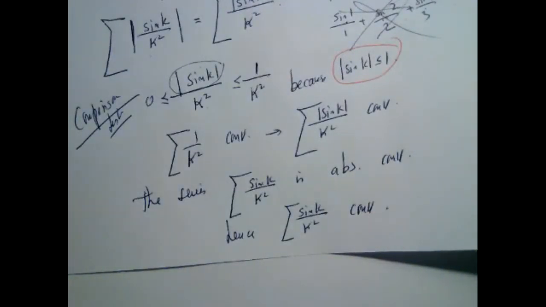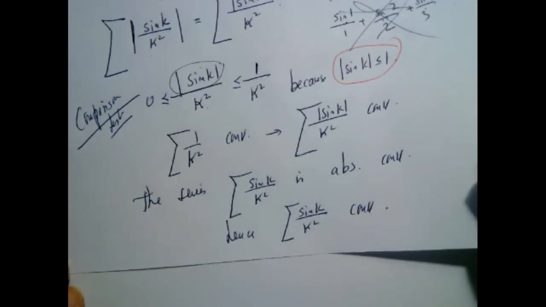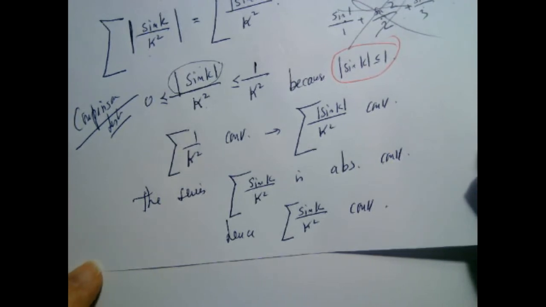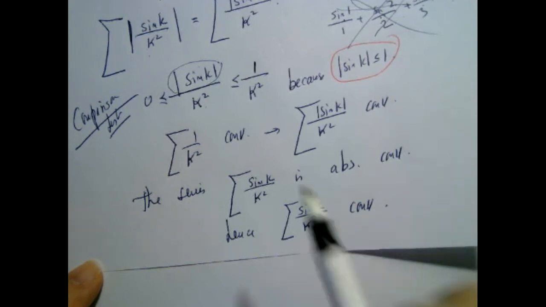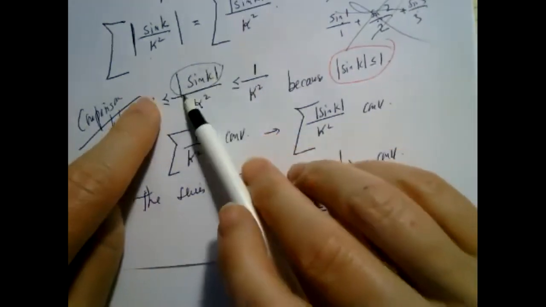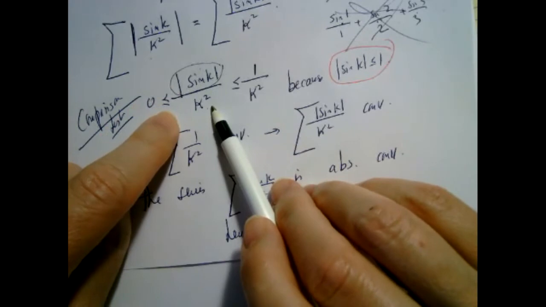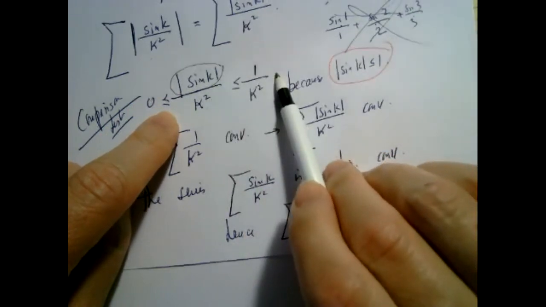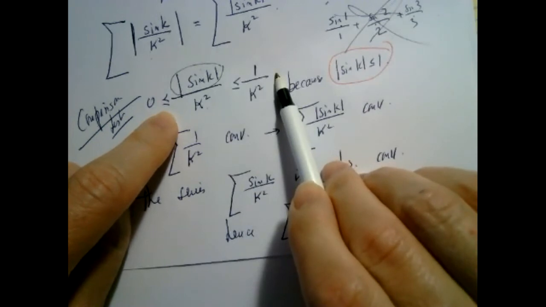So let me take you back because I have a question. Yes, please go ahead. How do we know that sine k over k squared is absolutely convergent? Because when I took it in absolute value, watch carefully how I did the argument. It's less than 1 over k squared. Am I correct here? Yes.